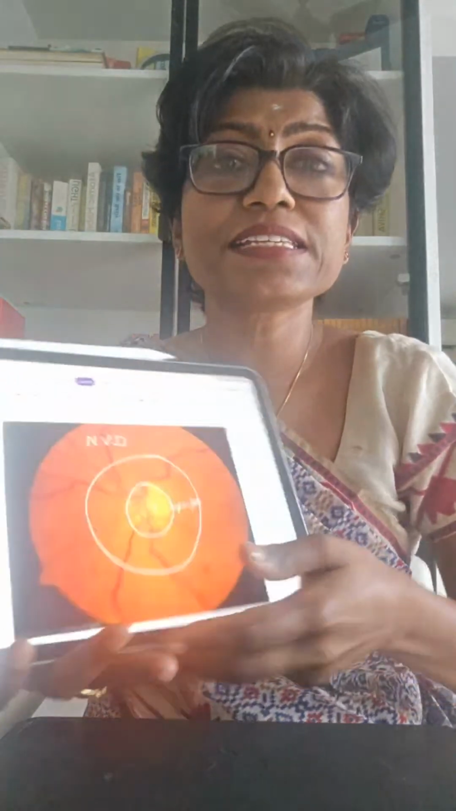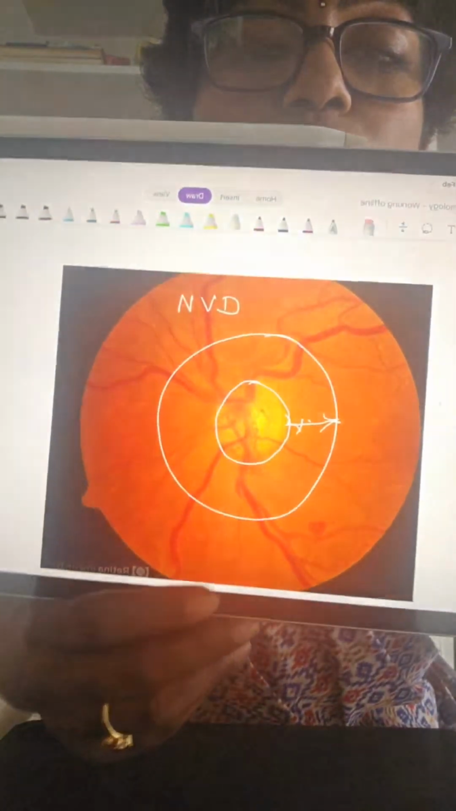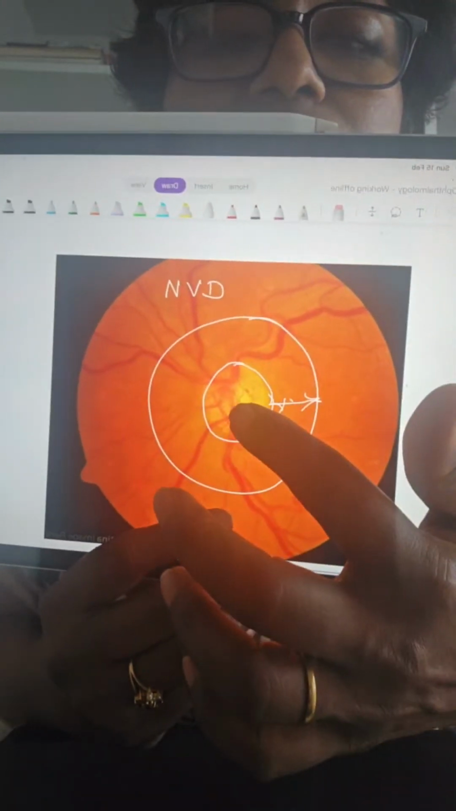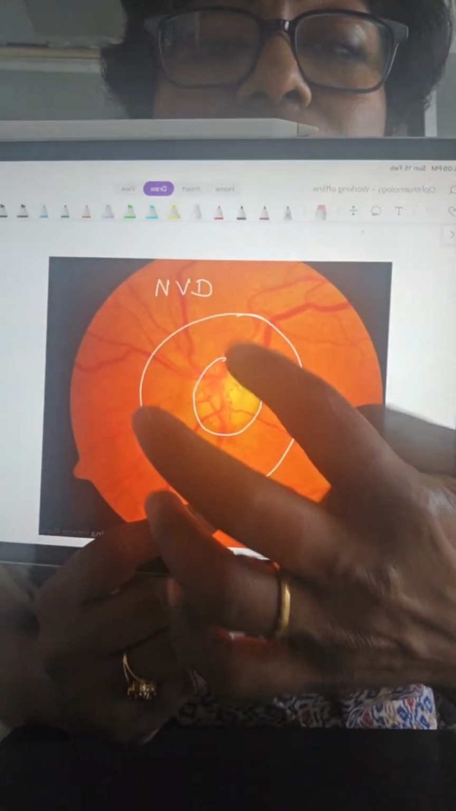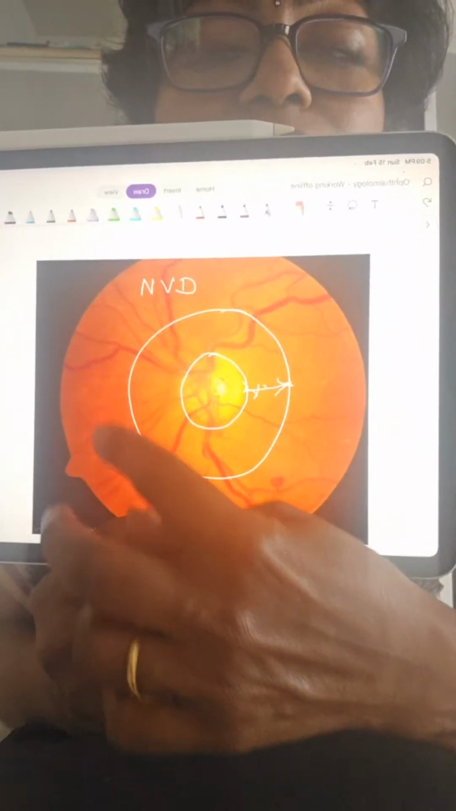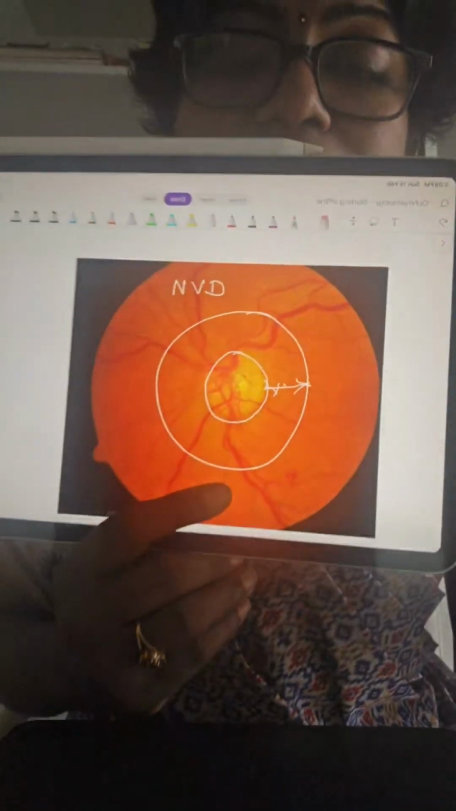Why? Because I see neovascularization. Neovascularization is the hallmark of proliferative diabetic retinopathy. So here I do see it on the disc and 1 DD area around the disc, and beyond that also I see some new vessels. So I see NVE. So my diagnosis is proliferative diabetic retinopathy. All right. So short and sweet.